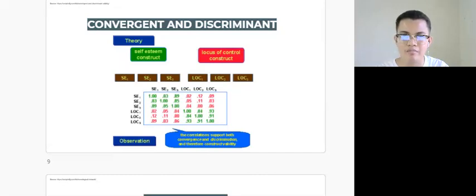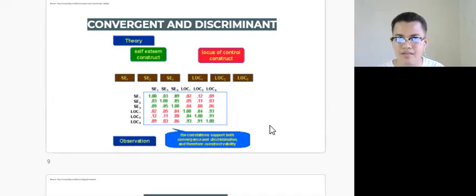So as you can see right here, for example, we have self-esteem constructs and locus of control constructs. There are constructs that are highly correlated. So SE1, 2, and 3 are highly correlated, and locus of control 1, 2, and 3 are highly correlated with each other, and so on and so forth. In contrast, self-esteem constructs are not correlated with locus of control constructs. So that's how we get the convergent and discriminant validity by means of statistical analysis. Okay? So that's how discriminant and convergent validity work.